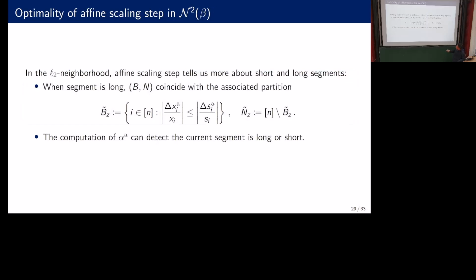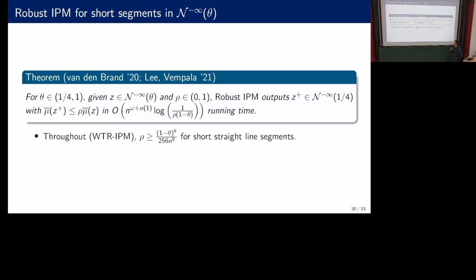And then the affine scaling step in the L2 neighborhood can even do more. So recall when we have a long straight line segment, we need to consider a polarized partition B and N, but this happens to coincide with the so-called associated partition, which you can basically read off by computing the affine scaling step at your current iterate. And then the computation of the step length of the affine scaling step alone can already detect whether you are currently on a long or short straight line segment.